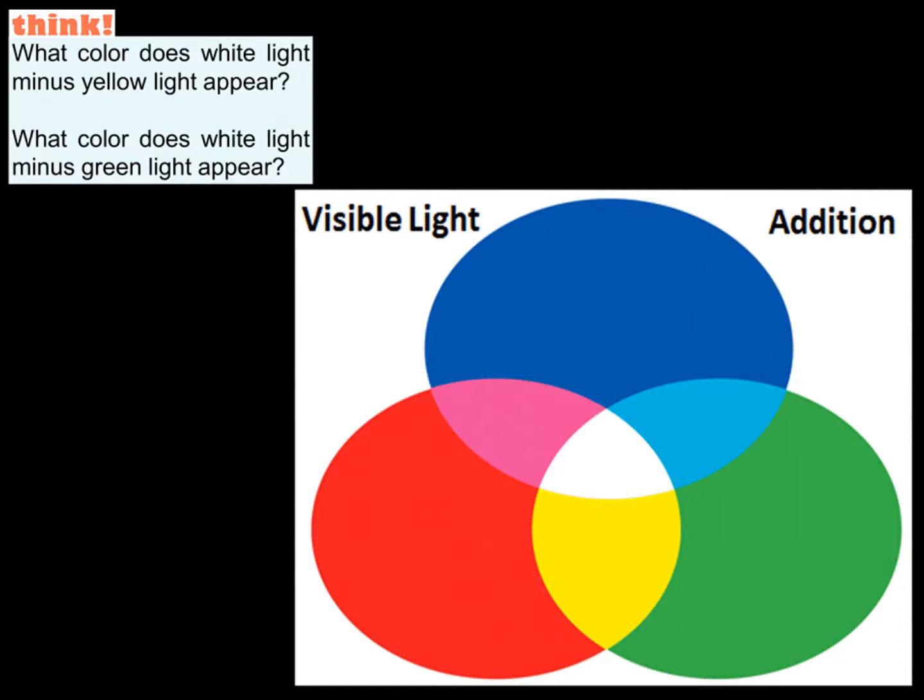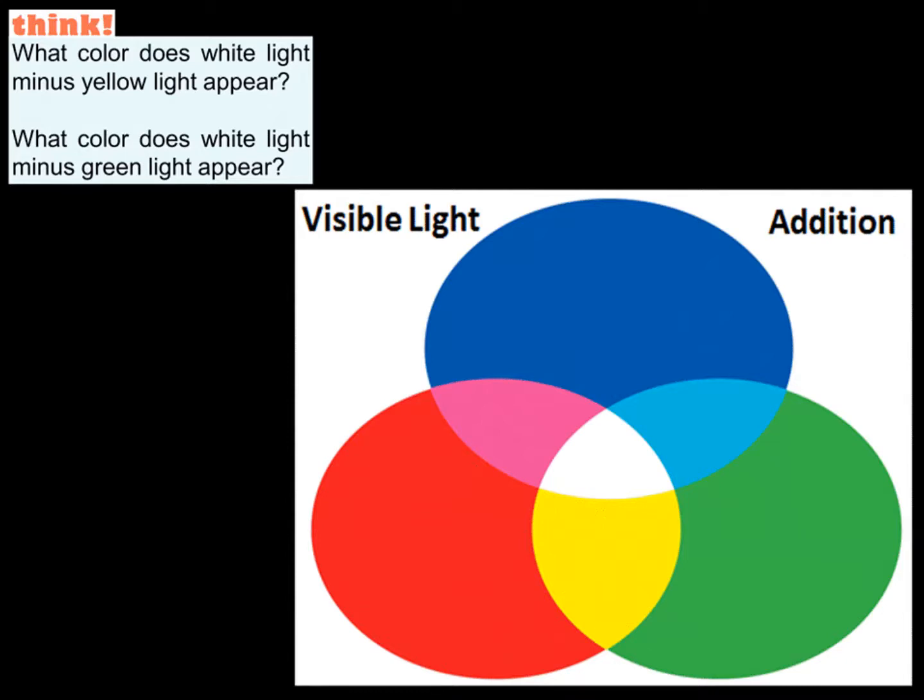And that's obvious. What color does white light minus the green, if I take green out of it, appear to be? If I take the yellow out of it, I'm left with blue, and if I take the green out of it, I'm left with magenta. Is that right? So make sure that reasoning is correct. Make sure you can answer these questions. These will be questions similar to questions that are on the test.